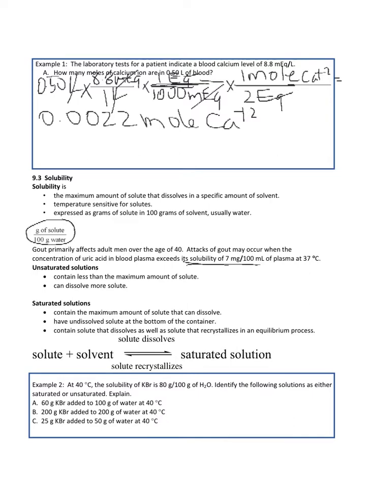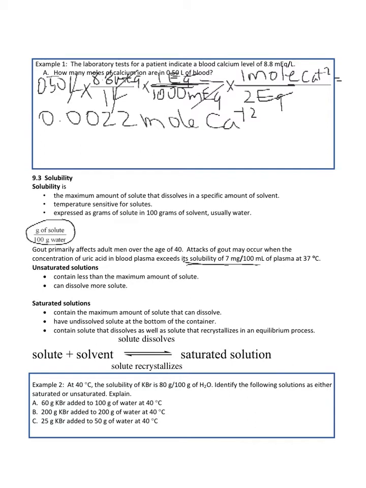Unsaturated solutions are solutions that contain less than the maximum amount of solute. And that means that there's still room within the solution to dissolve more solute. So again, if you're unsaturated, you have less than the maximum amount, and there is still room to put more in. Saturated solutions, on the other hand, contain the maximum of solute that can dissolve, which means that there is undissolved solute at the bottom of the container.